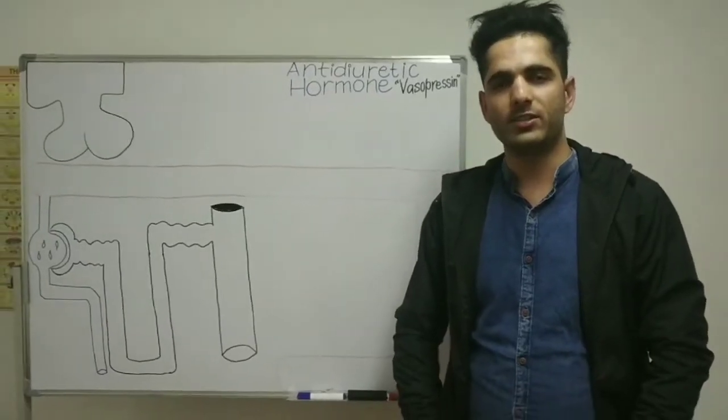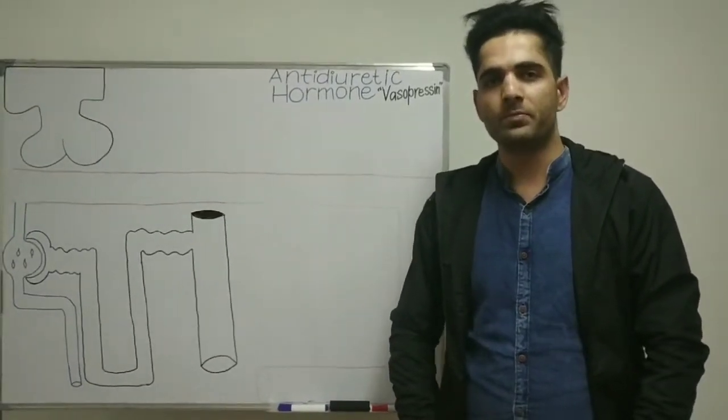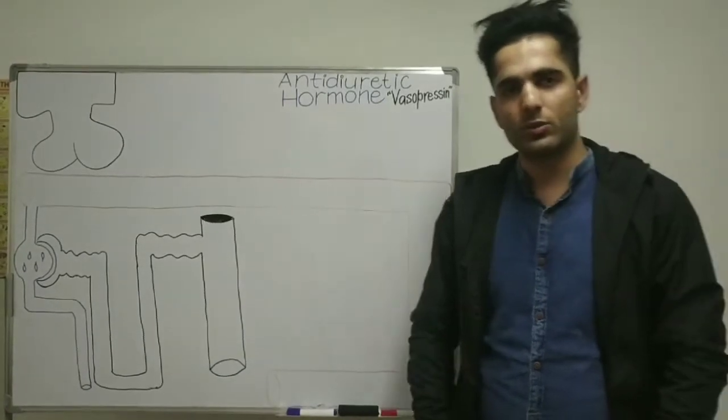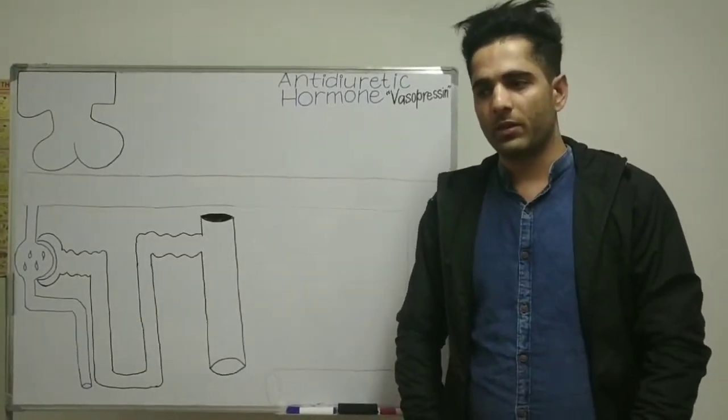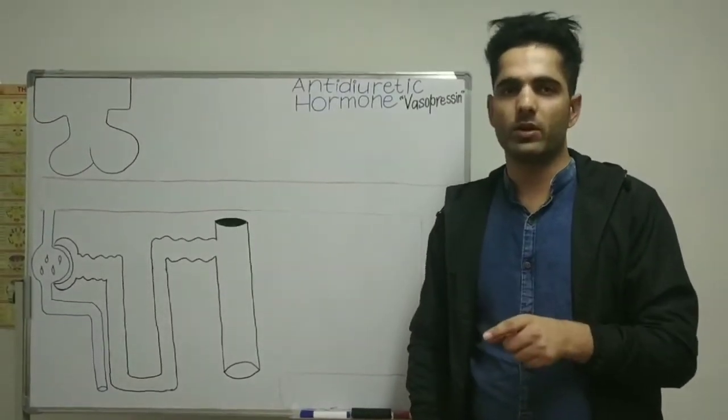Today I shall be discussing a new topic for you, that is antidiuretic hormone. Antidiuretic hormone is also known as vasopressin. It is a peptide hormone and it contains 9 amino acids.